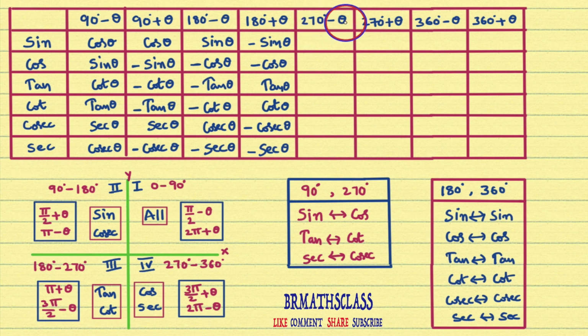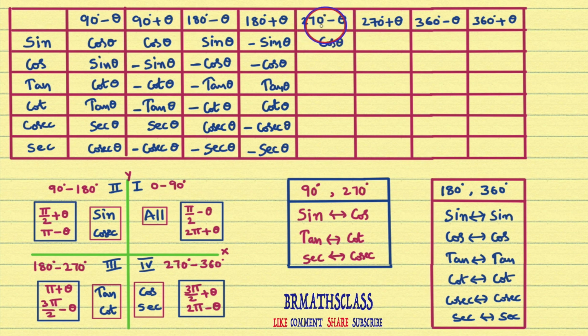Sine(270 degrees minus theta). You saw here 270 degrees. 270 degrees means 3 pi by 2. As soon as you see 270 degrees, you need to remember that sine changes to cos, cos changes to sine, tan changes to cot, cot changes to tan, secant changes to cosecant, cosecant changes to secant. All those things you need to know. Here 270 degrees is there, so sine changes to cos. This is cos theta.